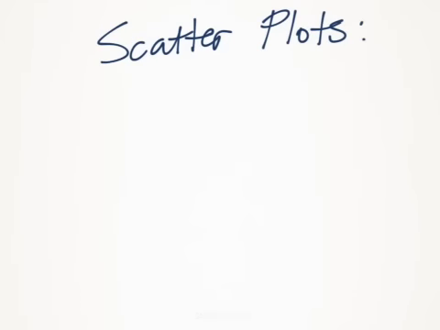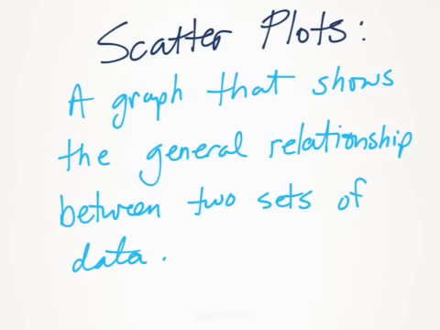This video is on scatterplots. A scatterplot is a graph that shows the general relationship between two sets of data. So it could be a relationship between arm length versus height of a person. It could be the weight of a car versus the braking distance, but it's all shown on the same graph.